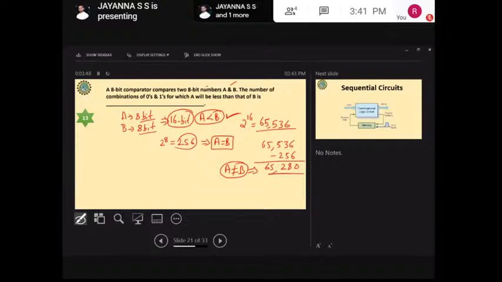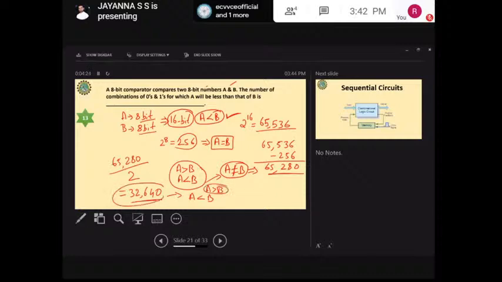In that, it may be A greater than B, or it may be A less than B. These are the two cases which lead to A not equal to B. So just divide 65,280 by 2, and you are going to get 32,640. This will be the answer. So the answer will be 32,640 combinations for which A is less than B.